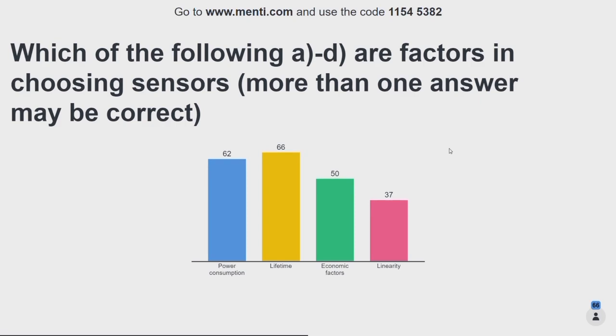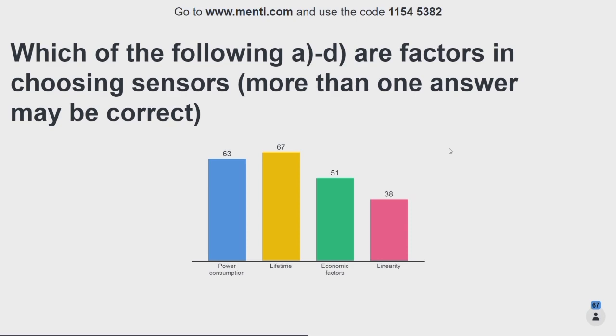So which of the following, A to D, are factors in choosing the sensors? The power consumption? Yes, that is an important aspect, especially if we're doing something like an aircraft, where if we're moving to electrification of systems, power consumption is really important. So yes, that is true.